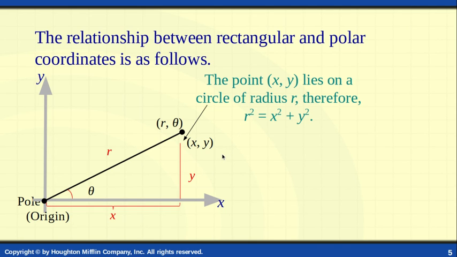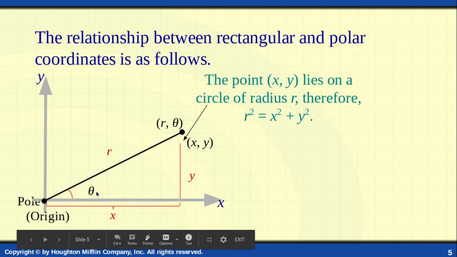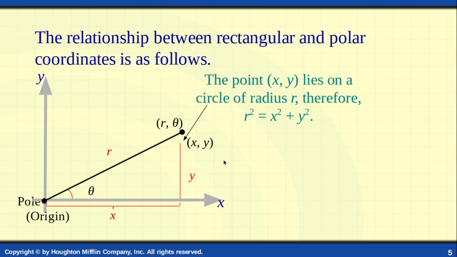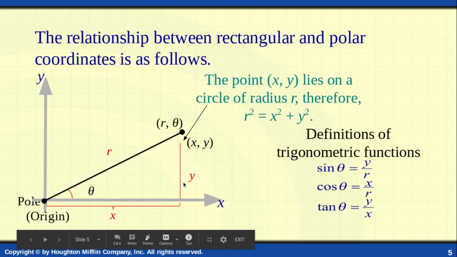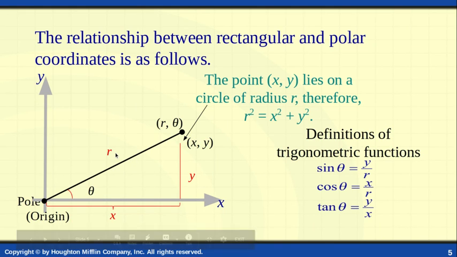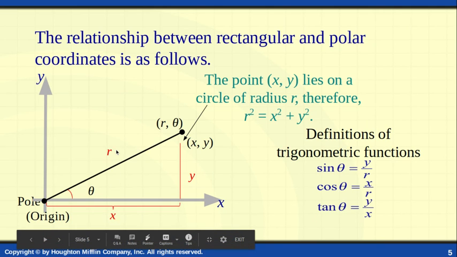And then in terms of trigonometry, using theta, we could set up some of our trig ratios in a right triangle. So in this triangle, sine of theta would equal opposite over hypotenuse, so y over r. Cosine of theta would equal adjacent over hypotenuse, x over r. And tan of theta would equal opposite over adjacent, which would be y over x. So if we rework some of these equations, we can get our conversions from polar to rectangular or rectangular to polar.